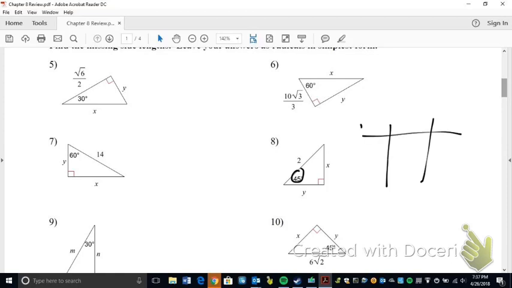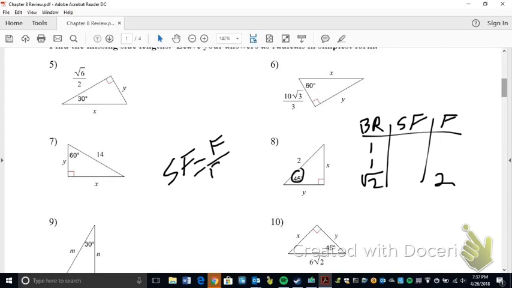Next one, this is a 45, 45, 90 triangle, which means it's going to be 1, 1 radical 2 as our base ratio. Now here we're given that the hypotenuse is 2. We remember that our scale factor is equal to the final length over the base ratio, which means that our scale factor equals 2 over the square root of 2. Now here, notice what I did. I multiplied it by the square root of 2 over the square root of 2. Okay, so this is 1, right? But we're doing it that way because when we multiply the square root of 2 times itself, we get 2.